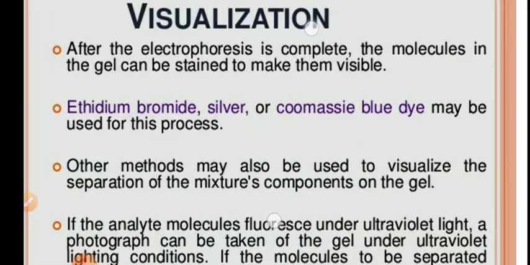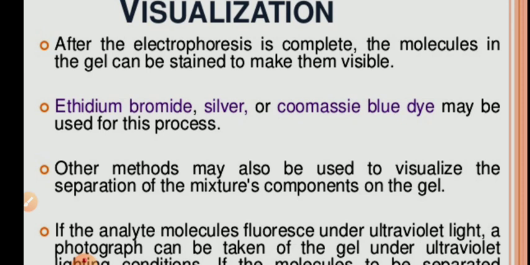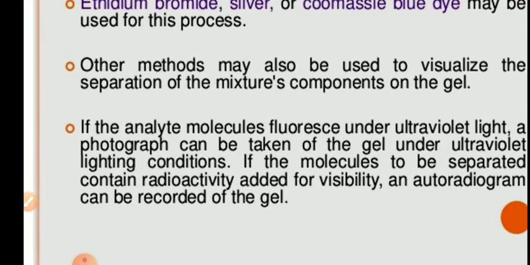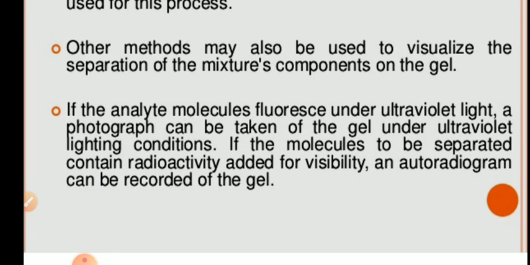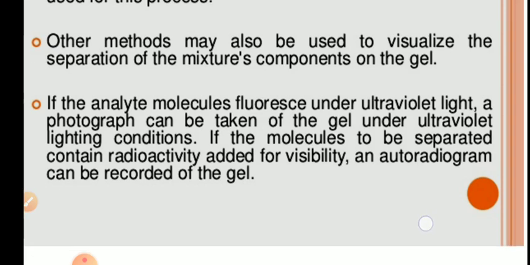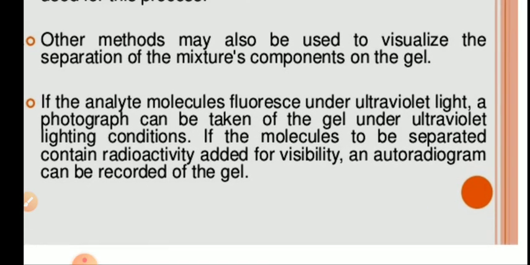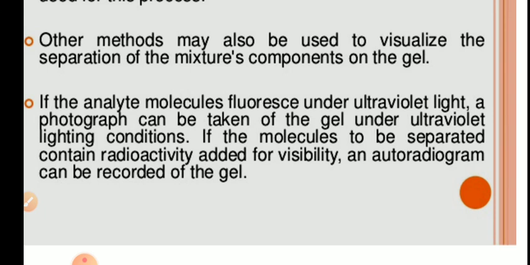Then visualization. After the electrophoresis is complete, the gel slab is removed. The gel slab is stained, destained, and you can see the sample DNA components, or any other sample that you are visualizing, as bands. Ethidium bromide, Coomassie blue dye or silver stain can be used for this process. Other methods to visualize the gels are radioactivity measurement and UV measurement. If the analyte molecules fluoresce under UV light, a photograph can be taken of the gel under UV lighting conditions.